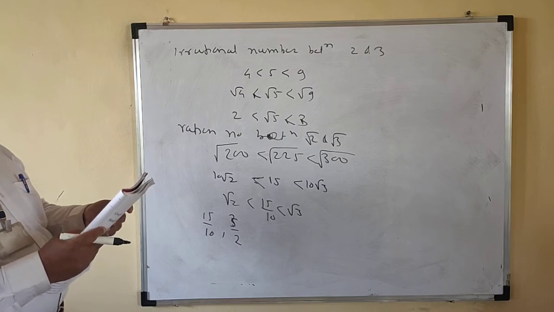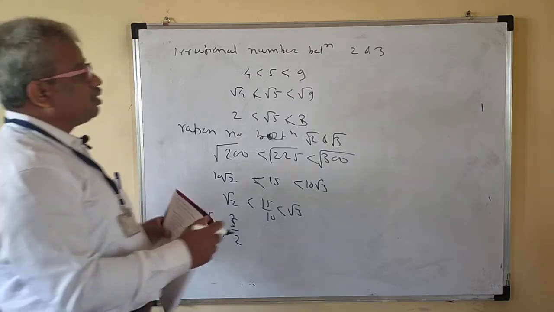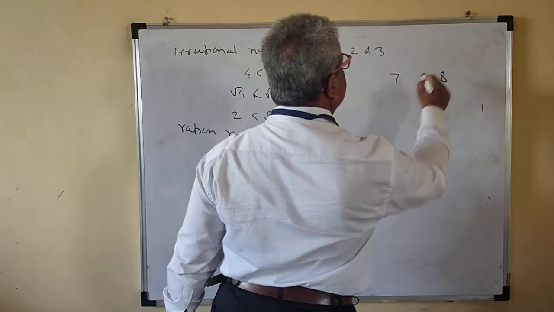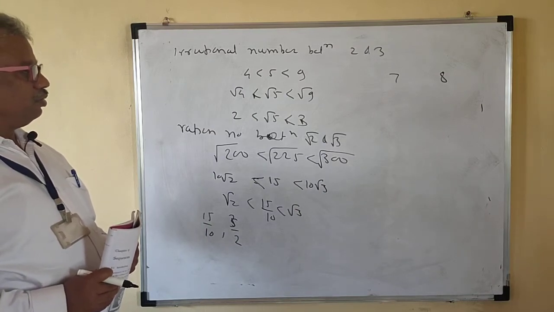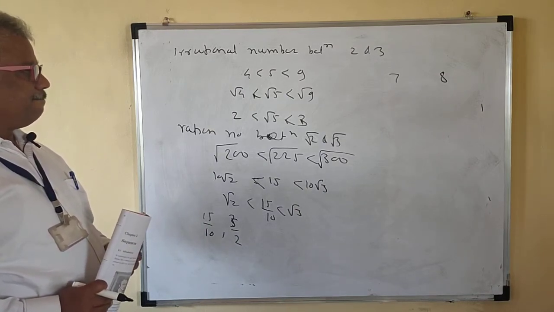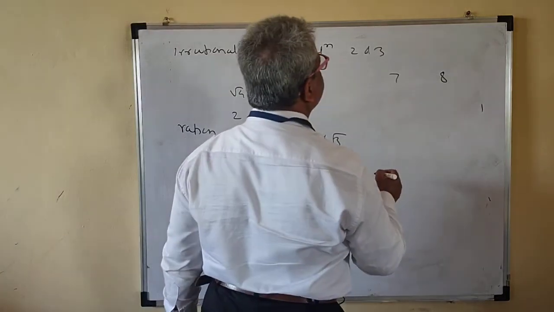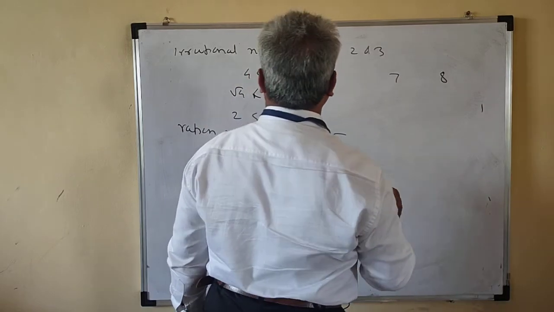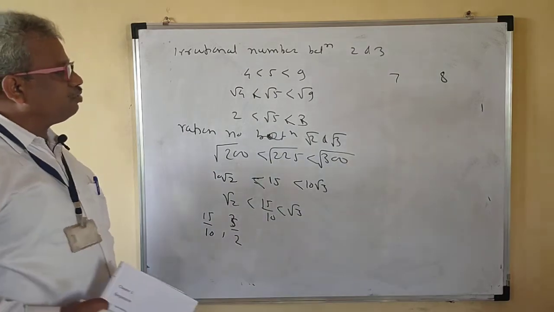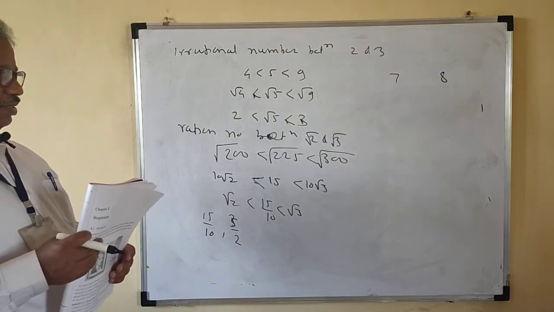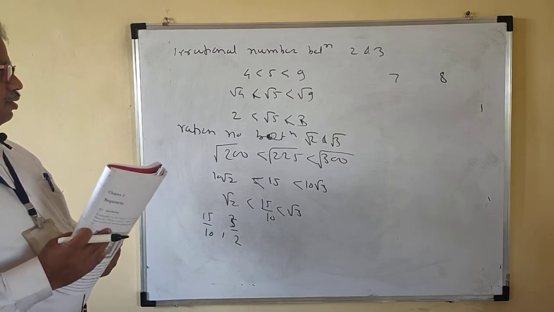Find an irrational number between the rational numbers 7 and 8. You want between 7 and 8. Same thing here. This number is also between 7 and 8. Root 5 is also between 7 and 8. No problem for this one. Many numbers you can find.